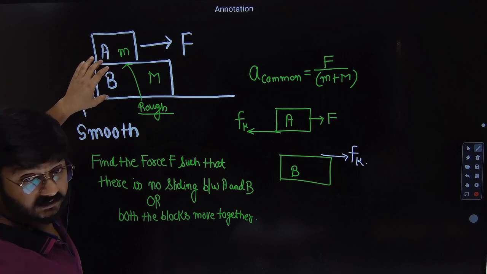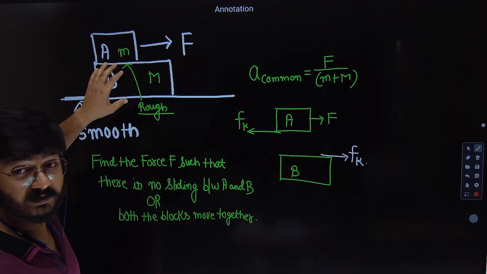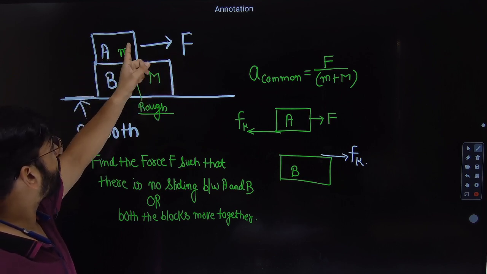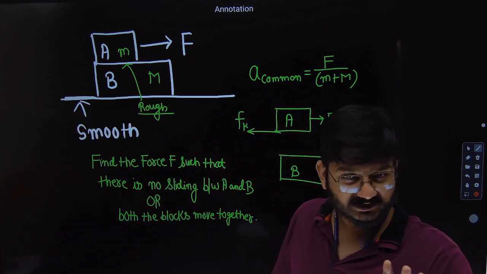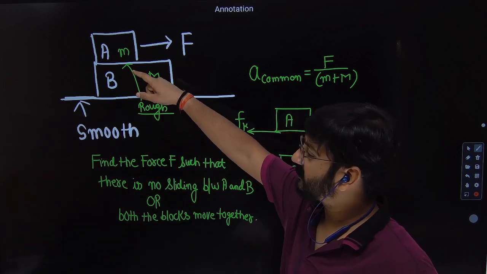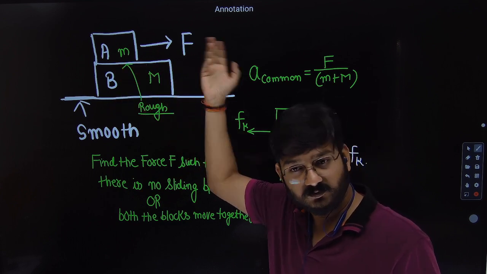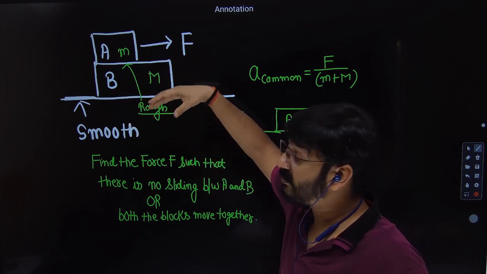This object will try to maintain its inertia. Inertia of what? Inertia of rest. Because the force is directly applied on A. Our common sense says, forget about physics, that if you apply the force on A, how come B will move? A should move and B should remain at the same place. But why will B move together?